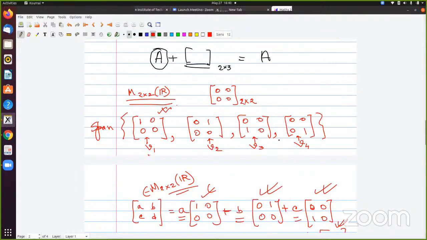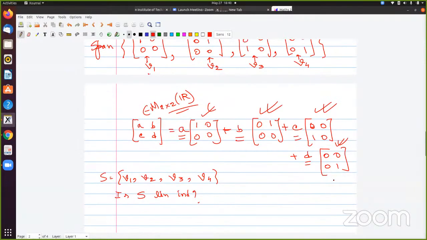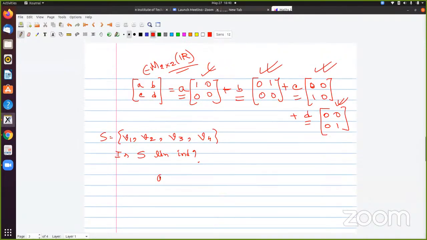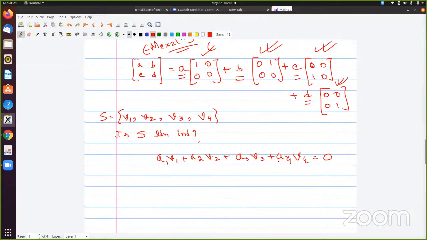Sir, I think we can observe by just saying that every other coordinate has one in the set. So basically here you have to go by the definition. What was the definition? So if I write a1 v1 plus a2 v2 plus a3 v3 plus a4 v4, that has to be equal to 0. If this is 0, then what are the solutions for a1, a2, a3, and a4, right?